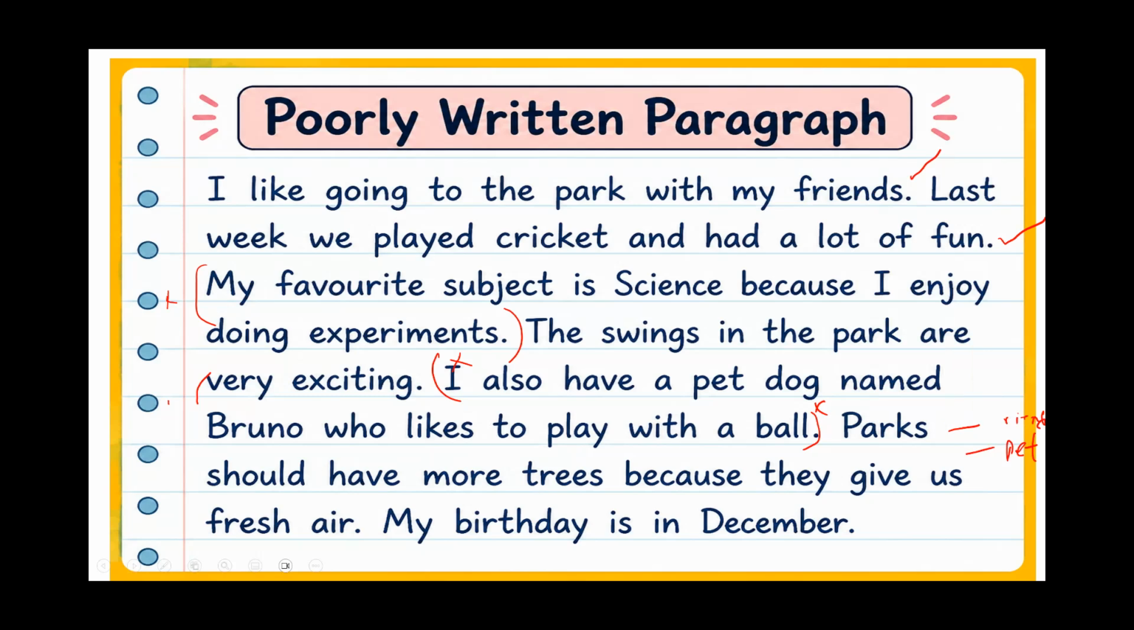Okay? So a paragraph should always talk about a common idea. Okay na? Look, my birthday is in December. You have mixed many things like that. So you should always have a clear idea and supporting lines. Here the supporting lines are different from the topic. If you want to talk about your park and friends, then you should not be talking about science, your birthday. This is just an example.